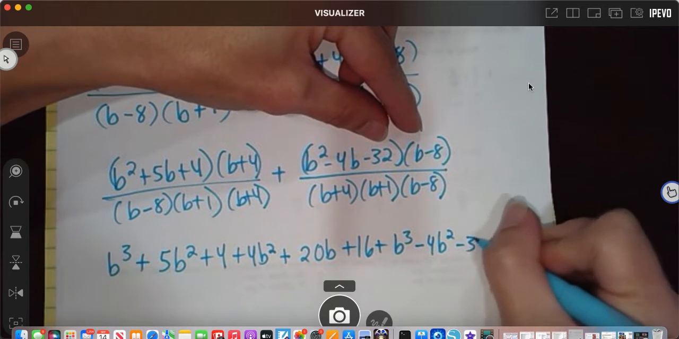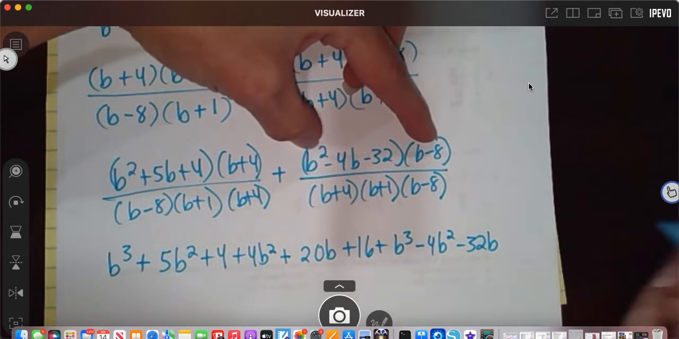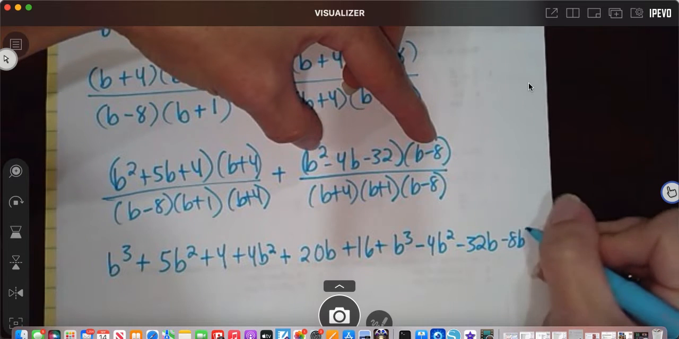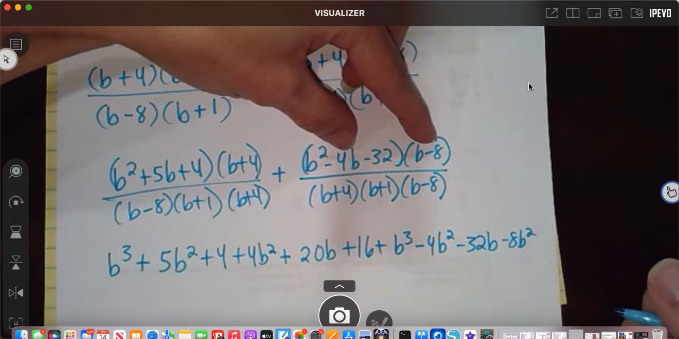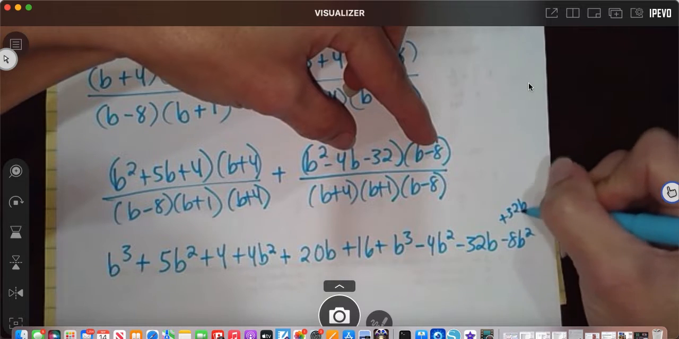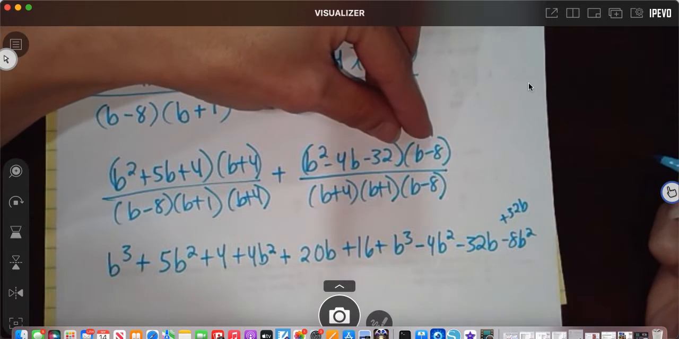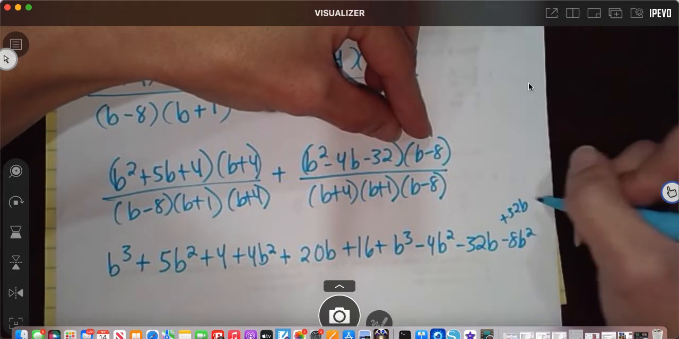Now you do your 8. Minus 8B squared, plus 32B. Okay, you got the 32B. And then what's negative 32 times negative 8? It's like I don't have my calculator out. Look, Luke's helping. He's pitching in. 228, that's my guess. 256. Oh, that was so close.